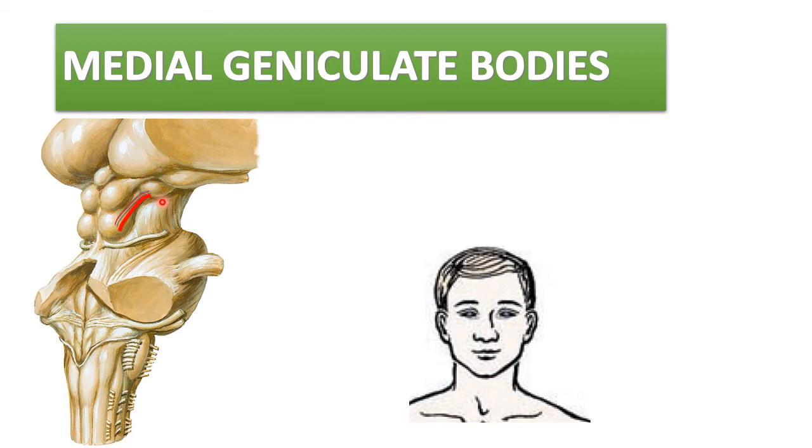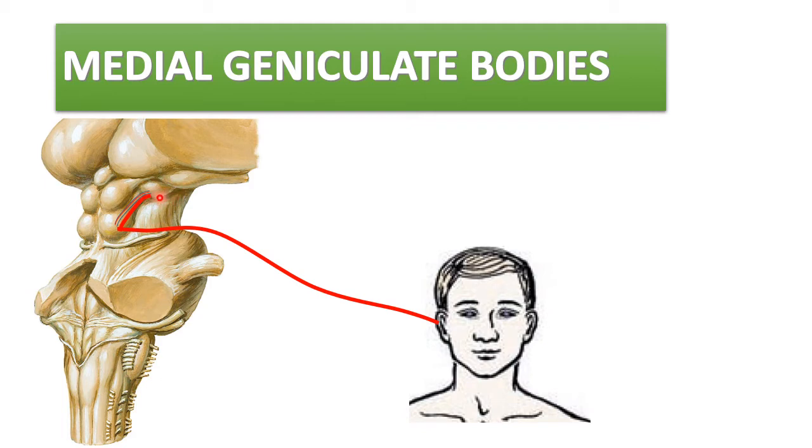Now moving to this medial geniculate body, it is receiving inputs from the lateral lemniscus from both ears. First let us see that. So from both ears it reaches the lateral lemniscus, then the inferior colliculus, and from the inferior colliculus it reaches the medial geniculate bodies. So that is about the input of this medial geniculate body. The high frequencies are located in the medial part, whereas the low frequencies are present at the lateral part.